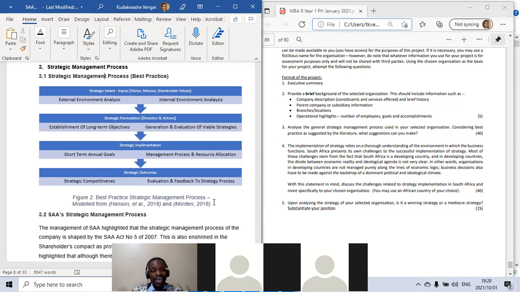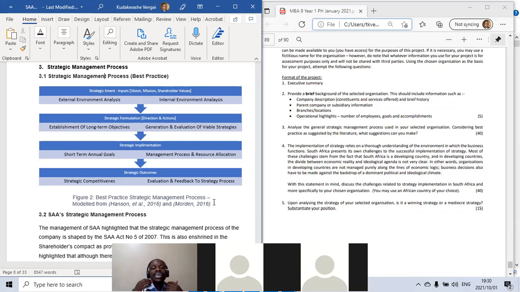Then you go to the fourth aspect, which is your implementation. You have identified your vision and mission, you've assessed the environment thoroughly, and you have formulated your objectives and the strategies that you're going to use. Now you need to implement those strategies. In strategy implementation, you're going to look at the short-term goals of the organization. What are our short-term goals? What is the management process that we are going to undertake to achieve those short-term goals? And how are we going to allocate the various resources that we have to achieve those short-term goals? That's your strategic implementation.